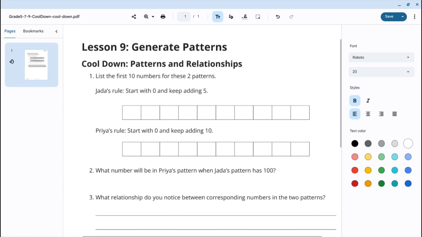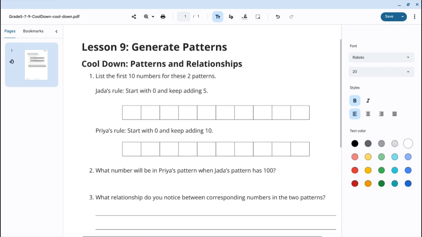Good morning, mathematicians. We are looking at Unit 7, Lesson 9, we're generating patterns. This cooldown is about patterns and analyzing the relationship that those patterns might have. Number 1 says to list the first 10 numbers for these two patterns.